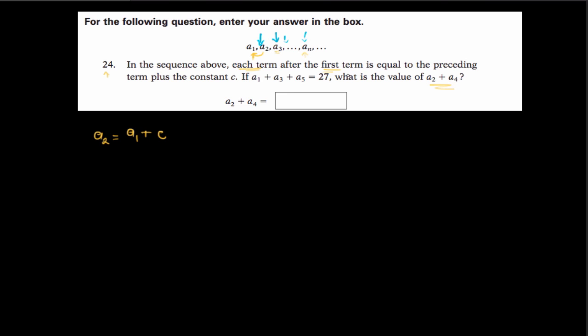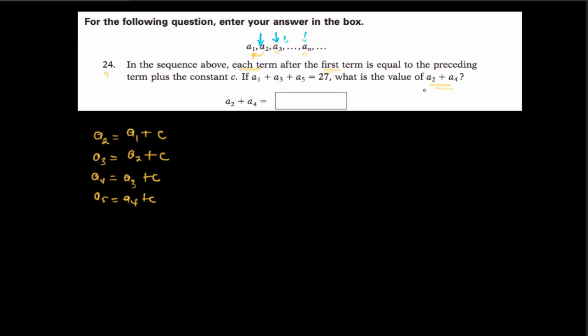It says each term after the first term, so A3 equals the preceding term, which is A2, plus the constant c. So A4 is going to be A3 plus the constant c. So similarly, A5 is going to be A4 plus the constant c, and then you keep on going like that.